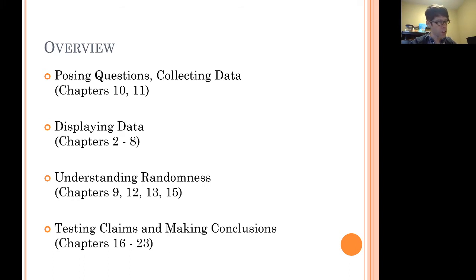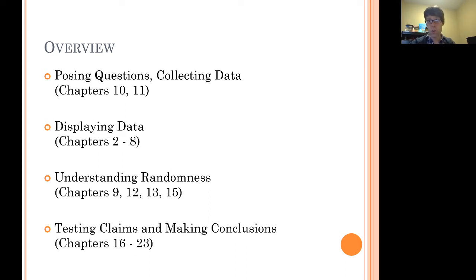Now, these chapters are from the old textbook that I used to use, but we're still going to follow a very similar overview for our course. We're still going to look first and foremost at how to pose questions and how to collect data. Once we have answered those preliminary questions, we turn our focus to how to work with this data. A lot of what we do after chapter 1 is displaying that data, with different kinds of plots and visualizations.